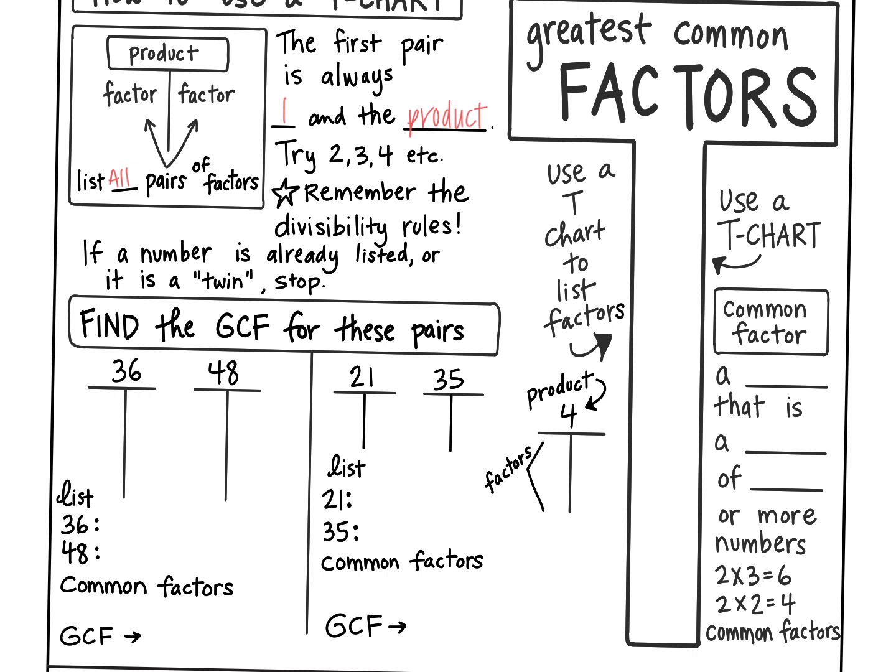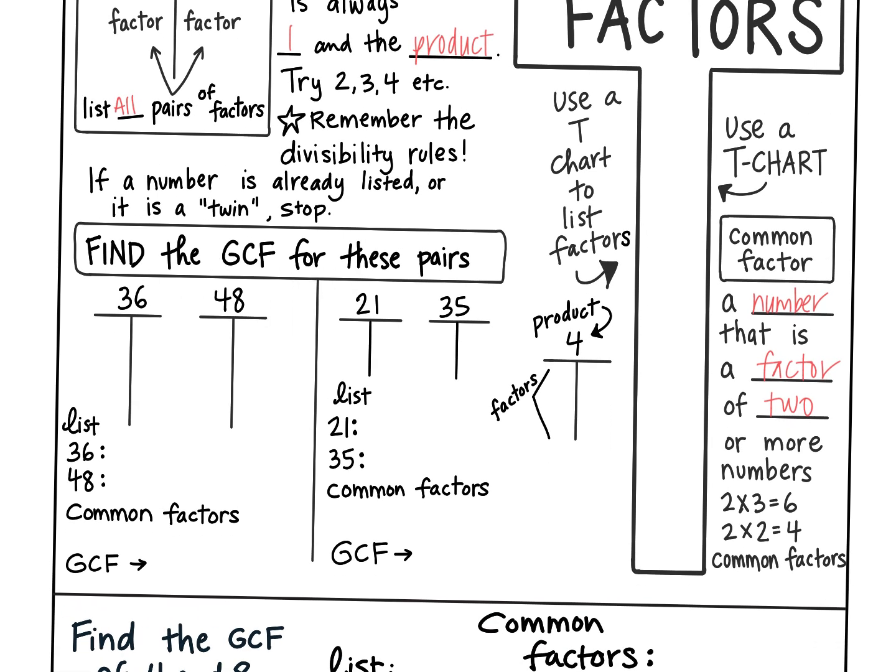The first thing I want to review with you is common factor, which we just defined. A common factor is a number that is a factor of 2 or more numbers. For example, you have 2 times 3, which is 6, but you also have 2 times 2, which is 4. My common factor for both of those would be 2.